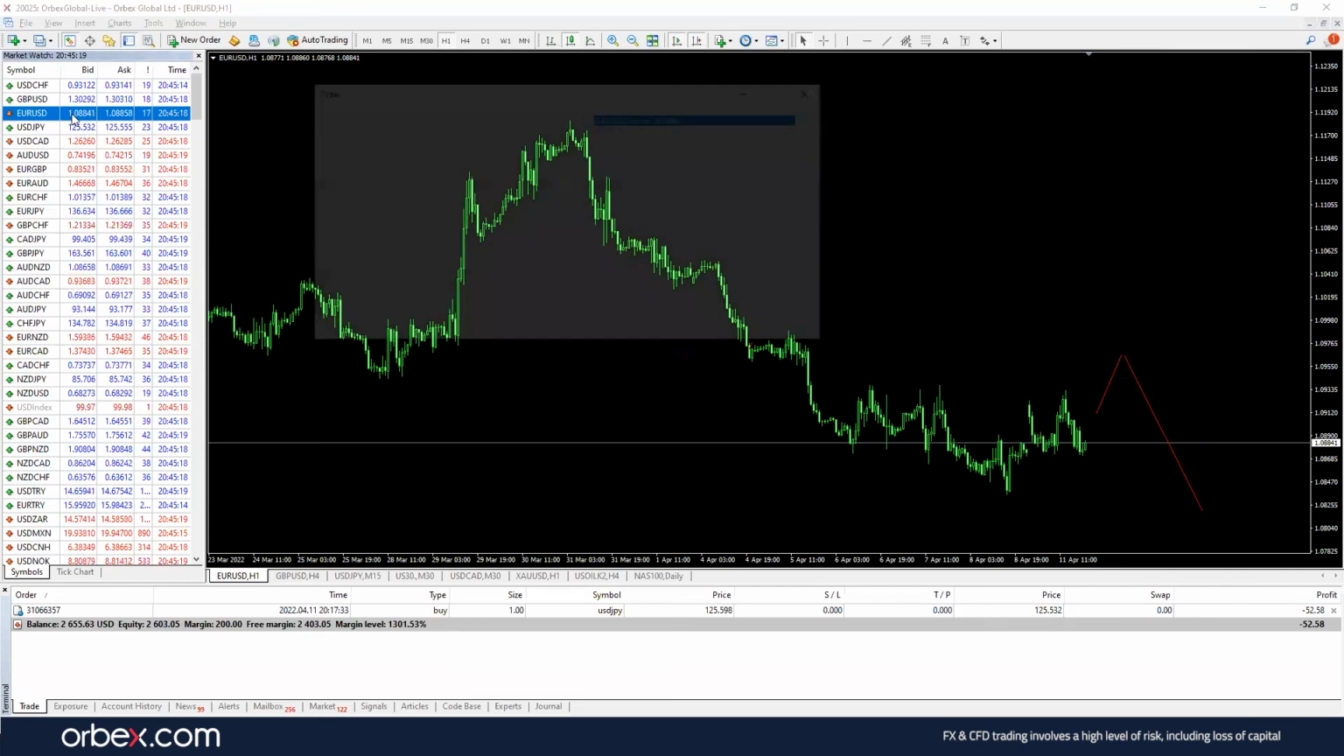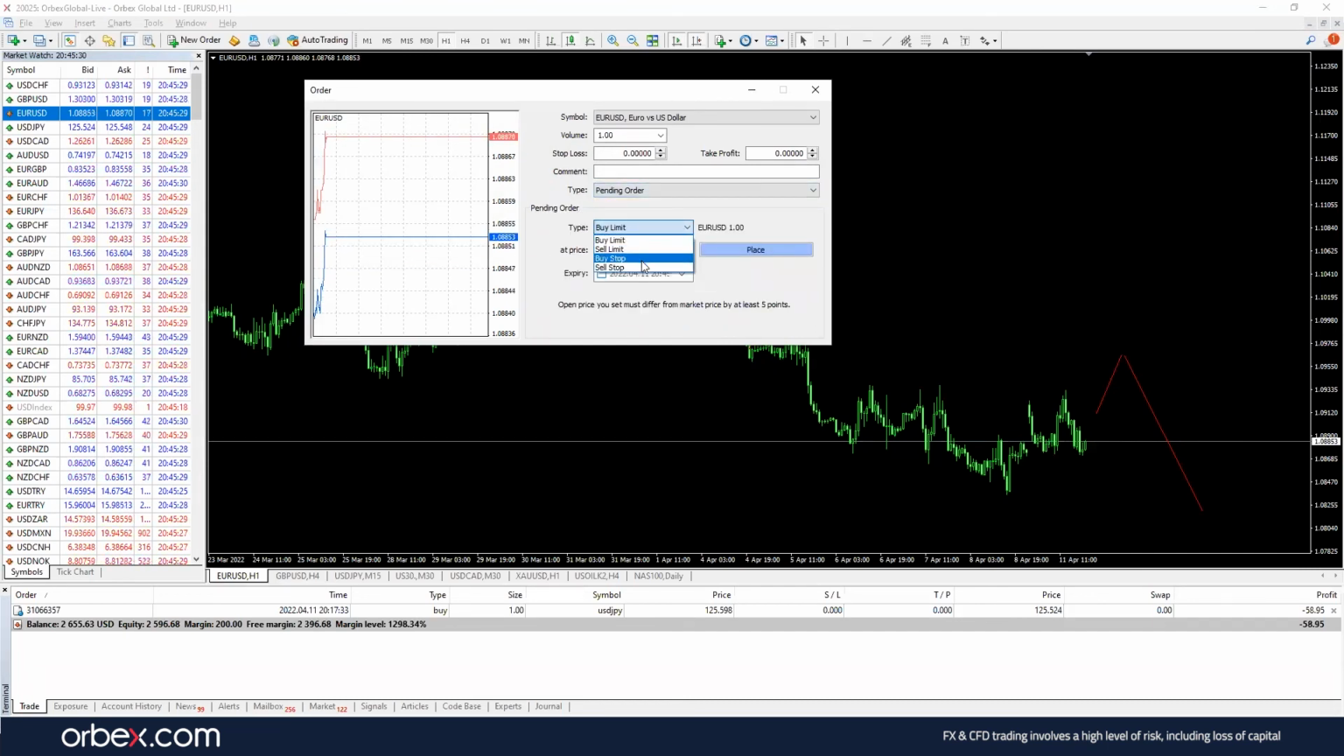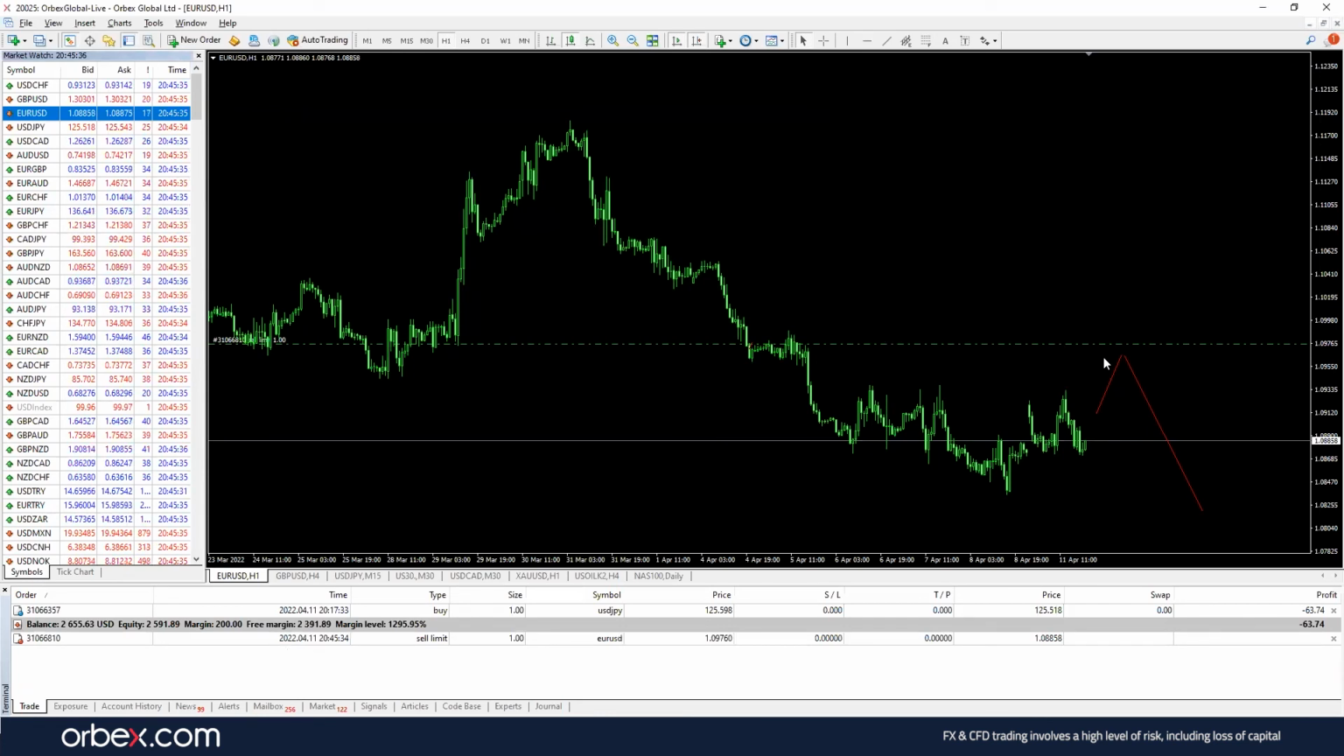So let's just see that a little bit better. I'll move the line so you can see the entry position. So let's just say 1.0976. So pending order, sell limit, 1.0976. So let me open it. Let's just put that up here with it. So I'm hoping that currently the price will move higher, hit my sell limit, and start moving lower.